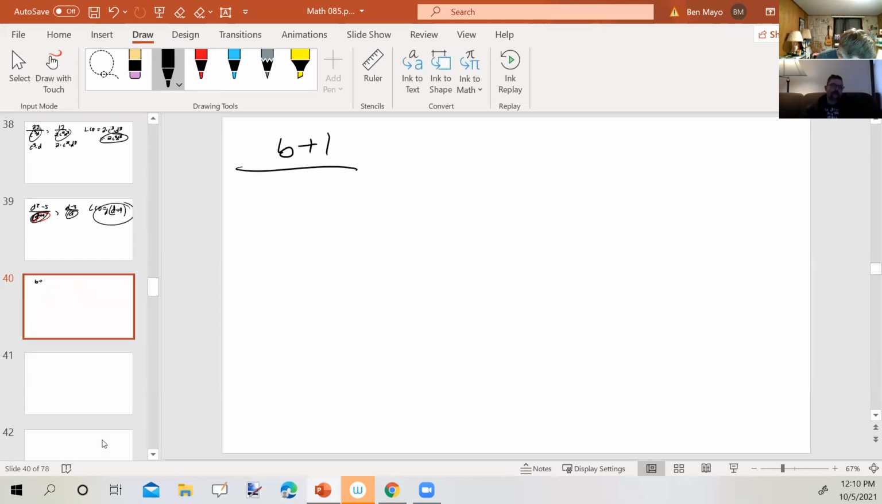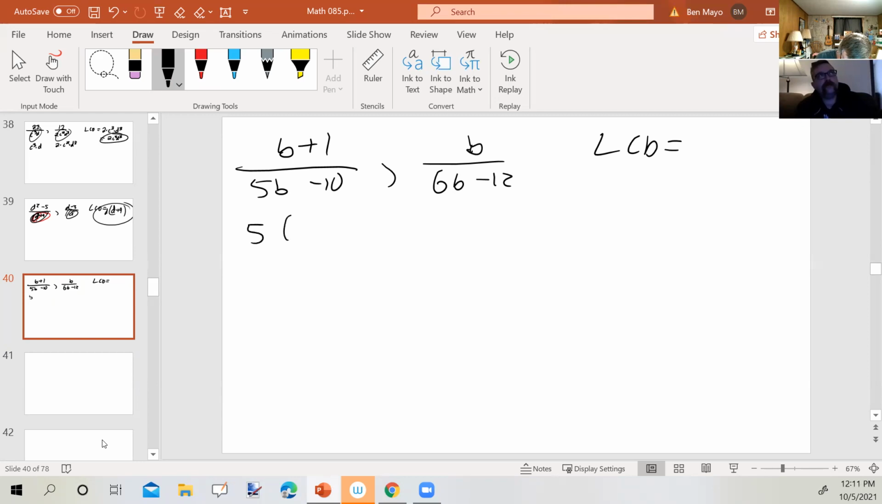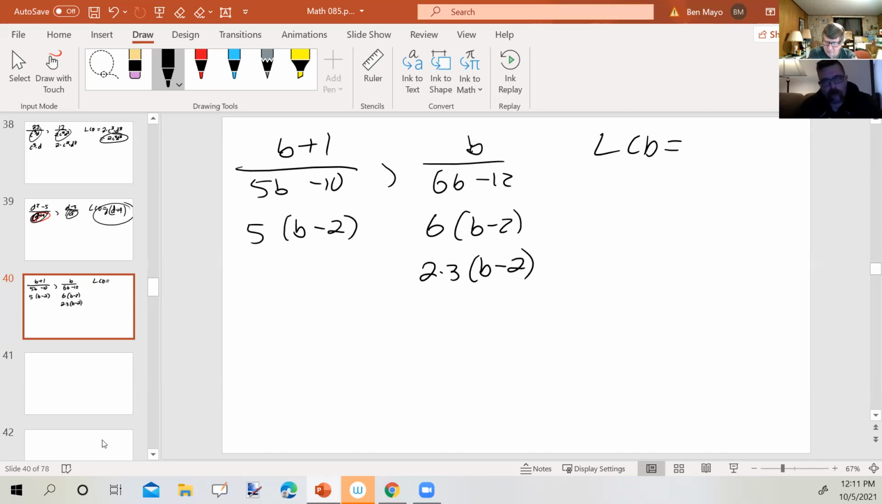B plus 1 over 5b minus 10, and then b over 6b minus 12. So my LCD, well, I'm going to take 5b minus 10 and factor it into 5 times b minus 2. I'm going to take 6b minus 12 and factor it into 6 times b minus 2, but that's actually 2 times 3 times b minus 2.